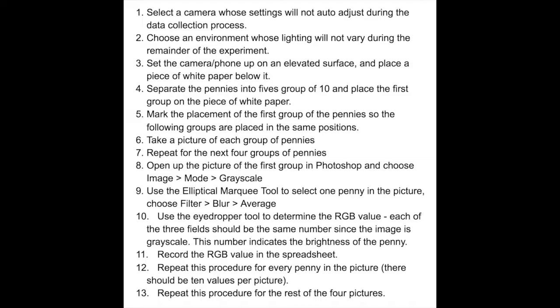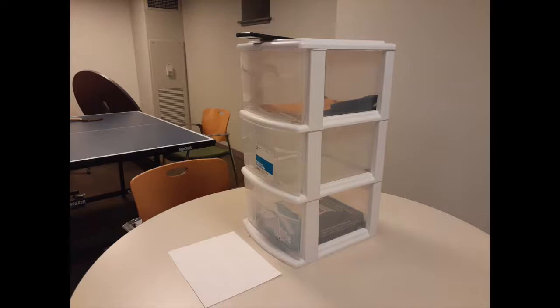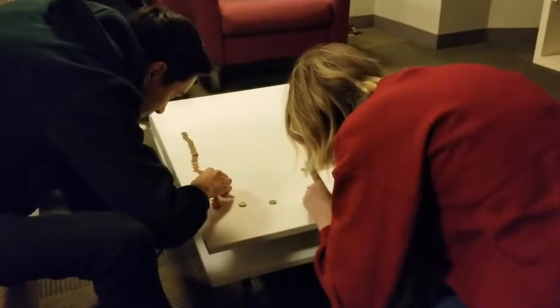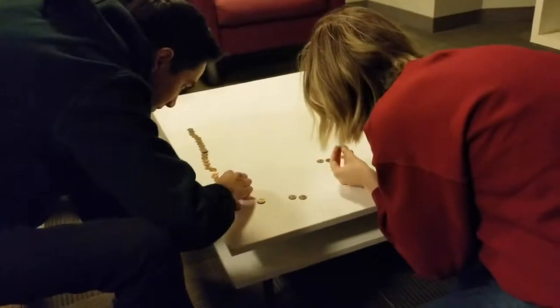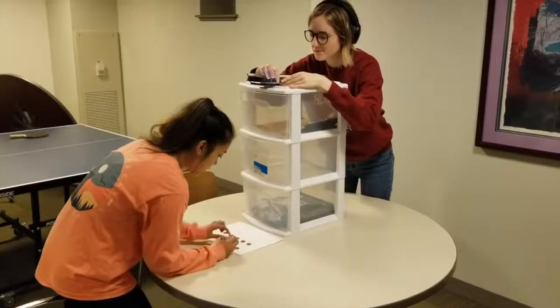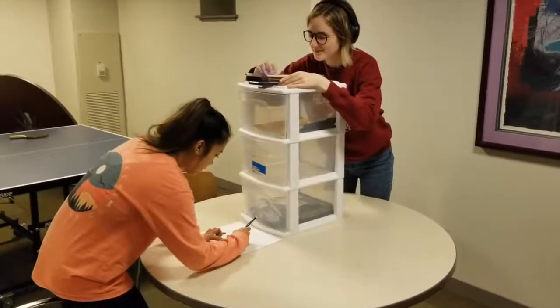Select a camera whose settings will not auto-adjust during the data collection process. Choose an environment whose lighting will not vary during the remainder of the experiment. Set the camera phone up on an elevated surface and place a piece of white paper below it. Separate the pennies into 5 groups of 10 and place the first group on the piece of white paper. Mark the placement of the first group of the pennies so the following groups are placed in the same positions.